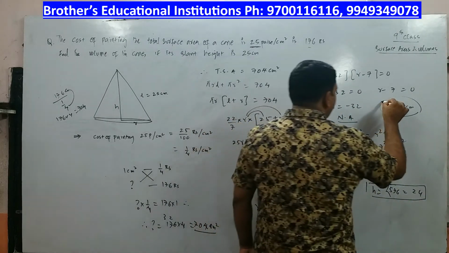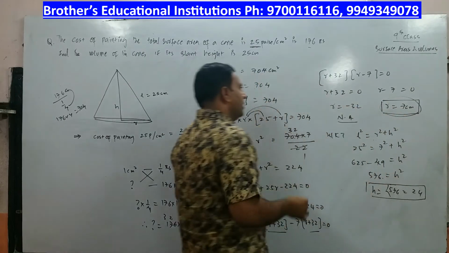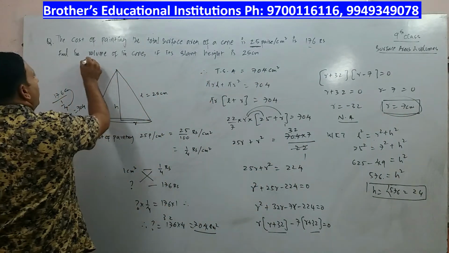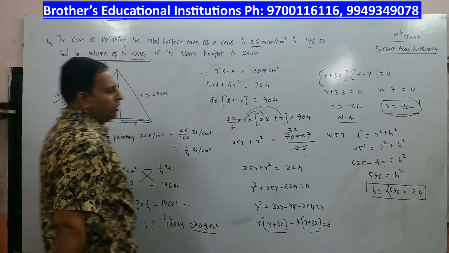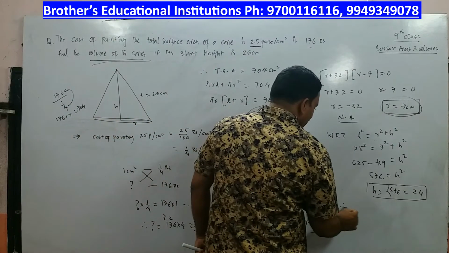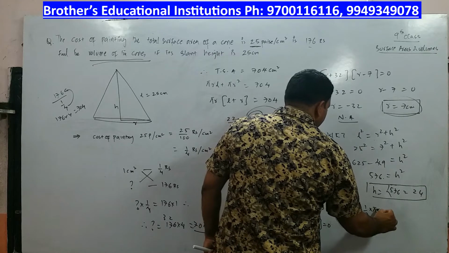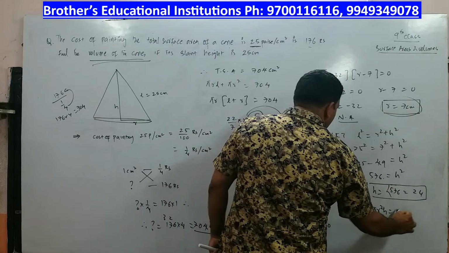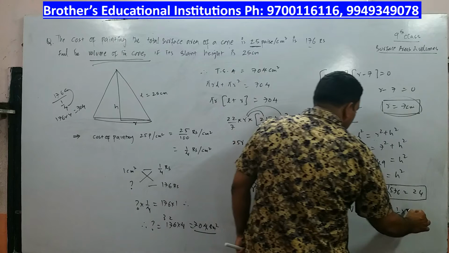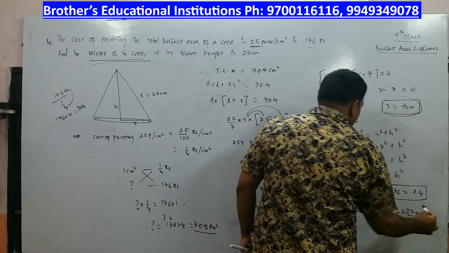You already have the value of R. Now what you want is the volume of the cone. So let me write the volume of the cone formula. Therefore, volume of the cone formula is 1 by 3 pi R square H. So it is 1 by 3 pi. Pi is how much? 22 upon 7 into R square.